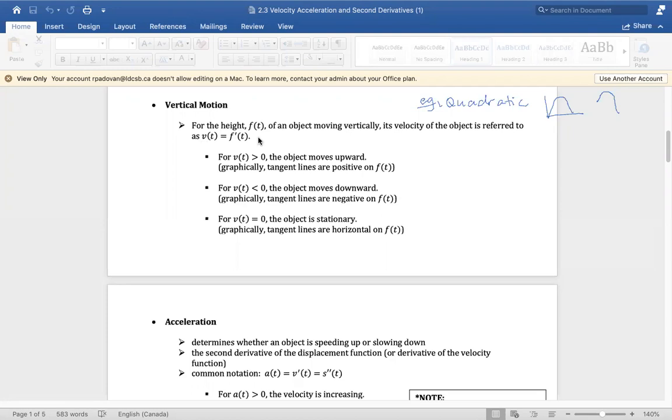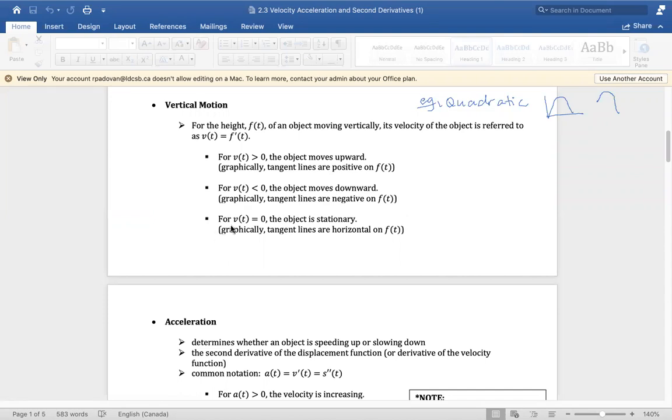If that derivative is greater than 0, if it's positive, then the object is moving up. Then we know that it's going in this direction, it's moving up. Graphically, the tangent lines are positive, right? So any point I would have along that curve, if I was to draw a tangent line, that would be positive. If velocity is less than 0, so if the first derivative is less than 0, then I know the object is moving downwards. I would be on, let's say, the right-hand side here of the quadratic. And if I was to have points here and draw tangent lines, those tangent lines would be negative.